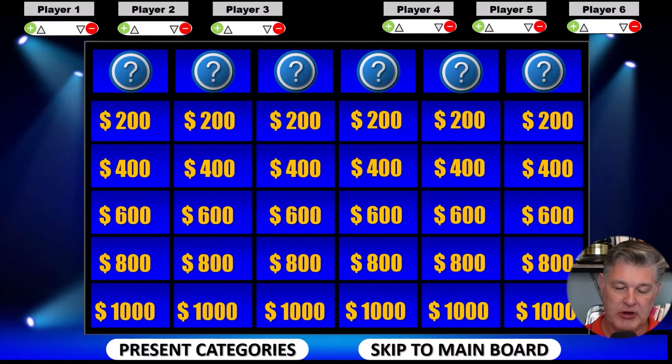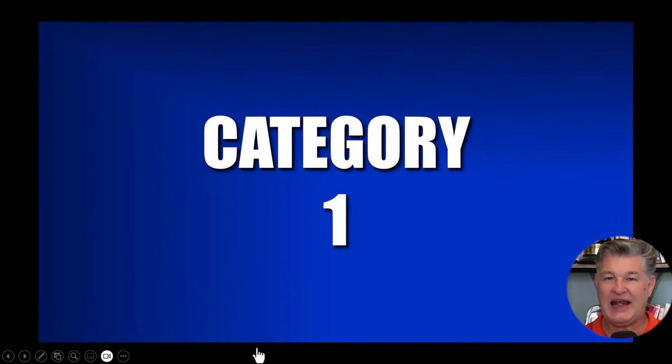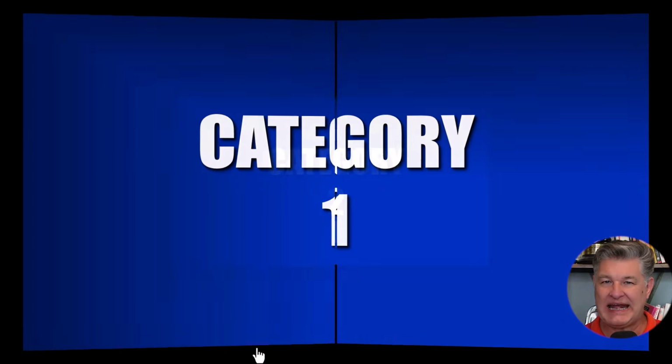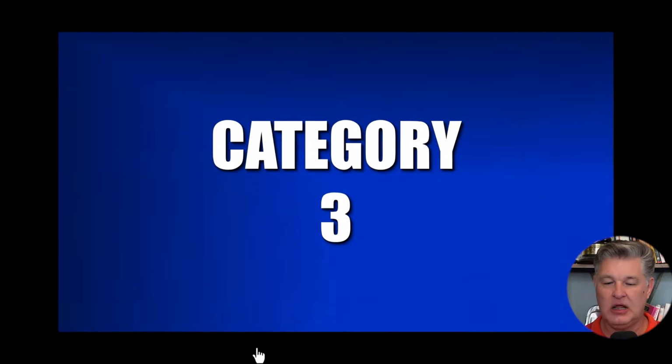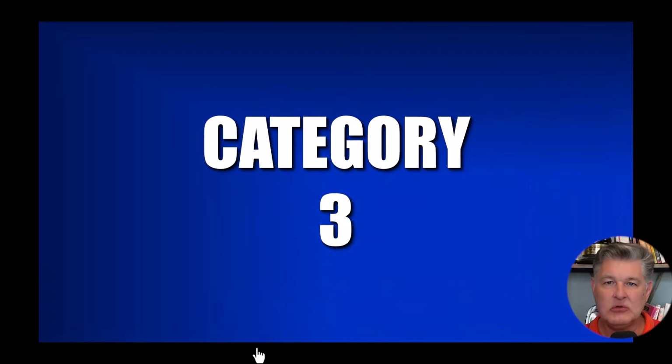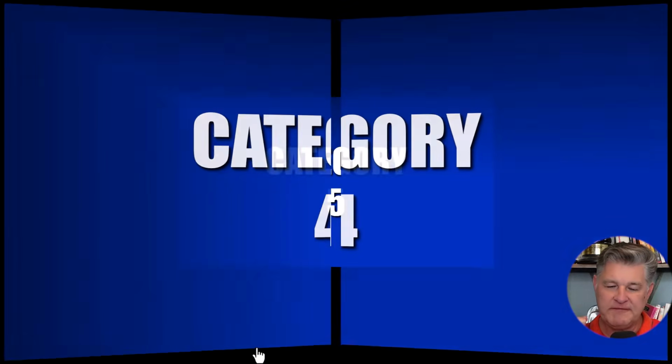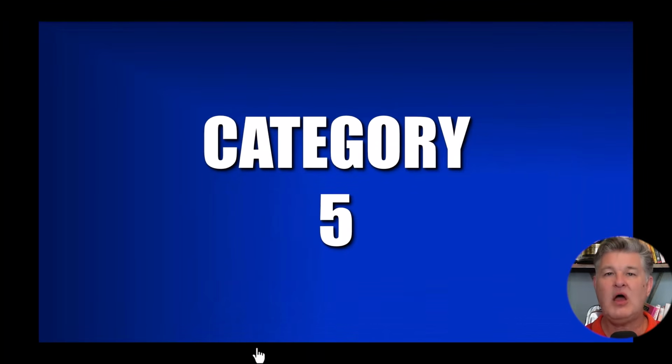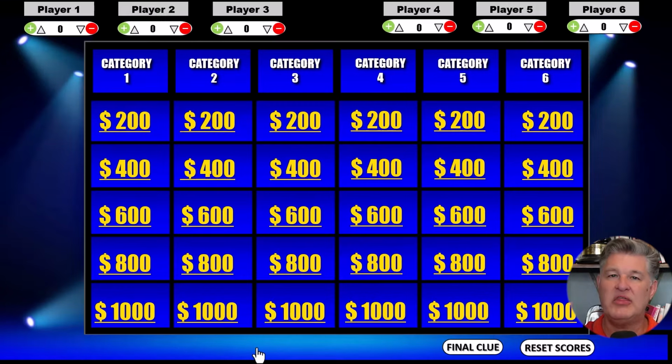One, you can press this button or click this button that says present categories. If I do that, then each category is going to animate out. And this is going to be an automatic animation. You don't have to do anything. Once you click the button, they're going to each come out, and then you can do like a dramatic announcement. Category 4, category 5, so on and so forth until it gets to the last category, and then it's going to go to the main board.